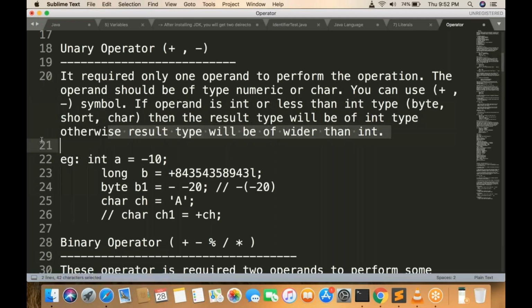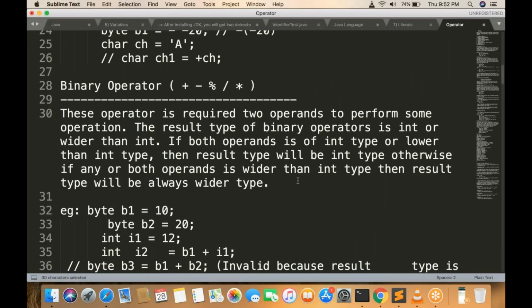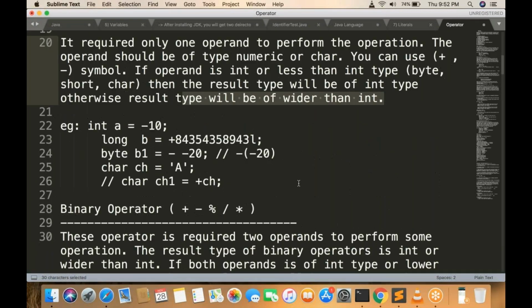Otherwise, if it is wider than int, suppose you are using long here, then the type would be wider than int. We will see this with an example, don't worry about the exact meaning. So now, char ch is equal to 'a'. Is there any doubt? So ch can hold 'a', right?